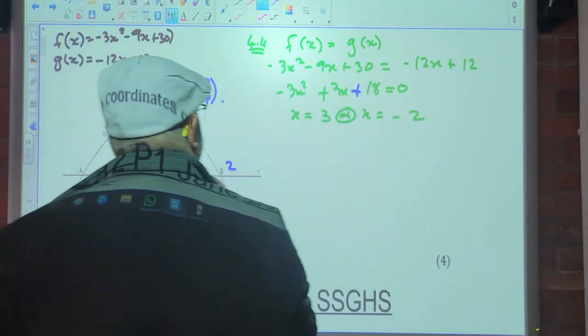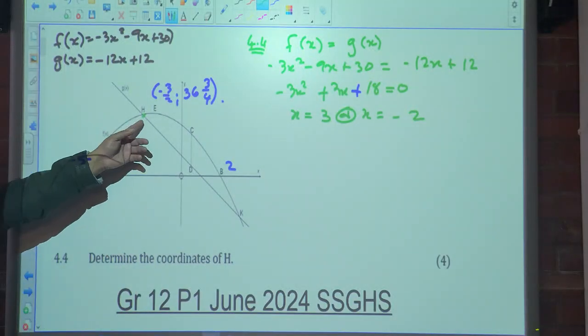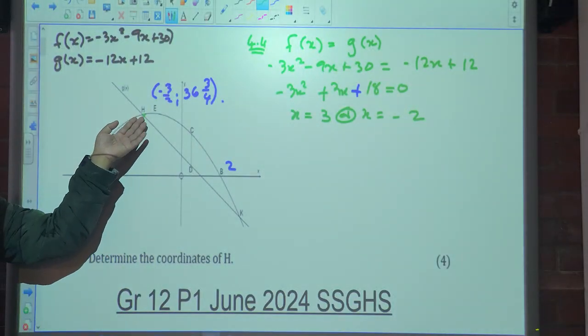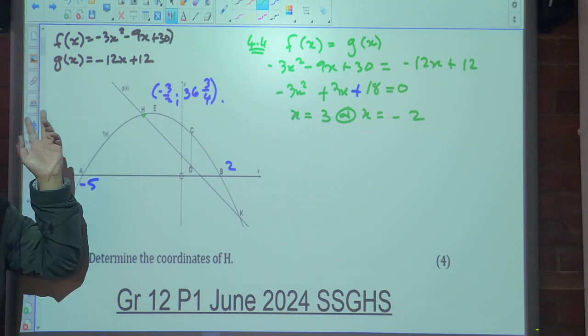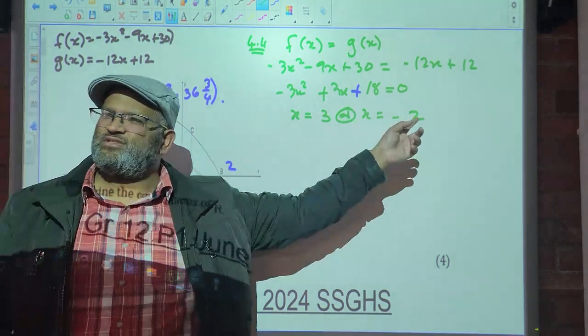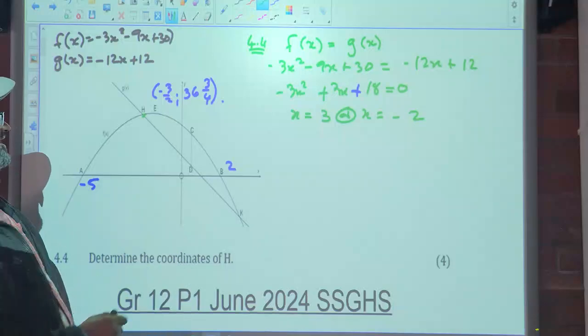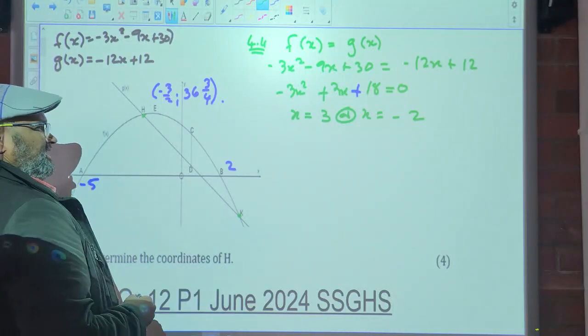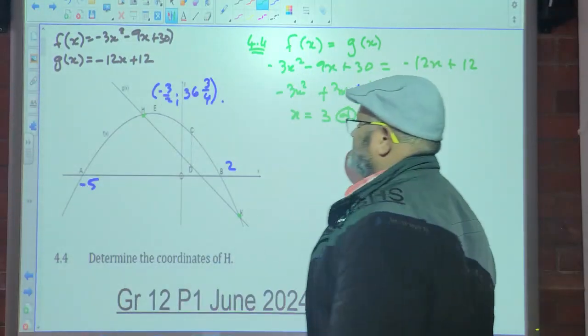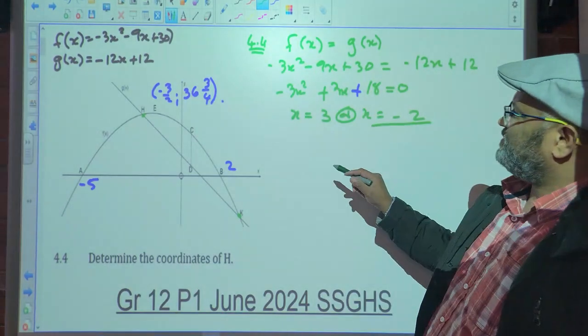But which one of the two is H? Is H the negative or positive? Correct? It's negative. And why do I have two solutions? Because there are 2 points of intersection. There's one at H and one at K. So which one is it? There has to be the negative 2.